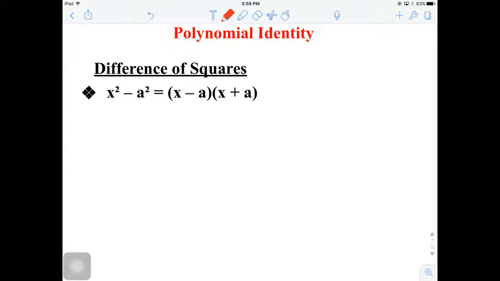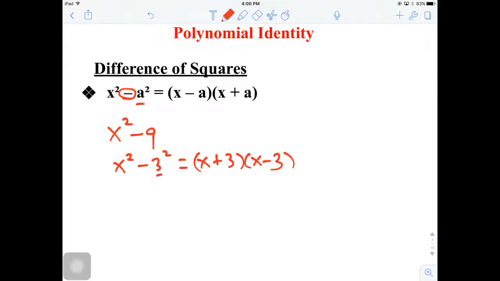Next, we're going to take a look at some special polynomial products. The first one is called the difference of squares. Some of you may have heard of a difference of squares, and that's when you have the difference, which means two perfect squares subtracting each other. For example, x squared minus 9. We can rewrite that as x squared minus 3 squared. So now a equals 3, right? So now we can factor that into x plus 3 and x minus 3, because when you FOIL this, you're going to get x squared minus 9 back.